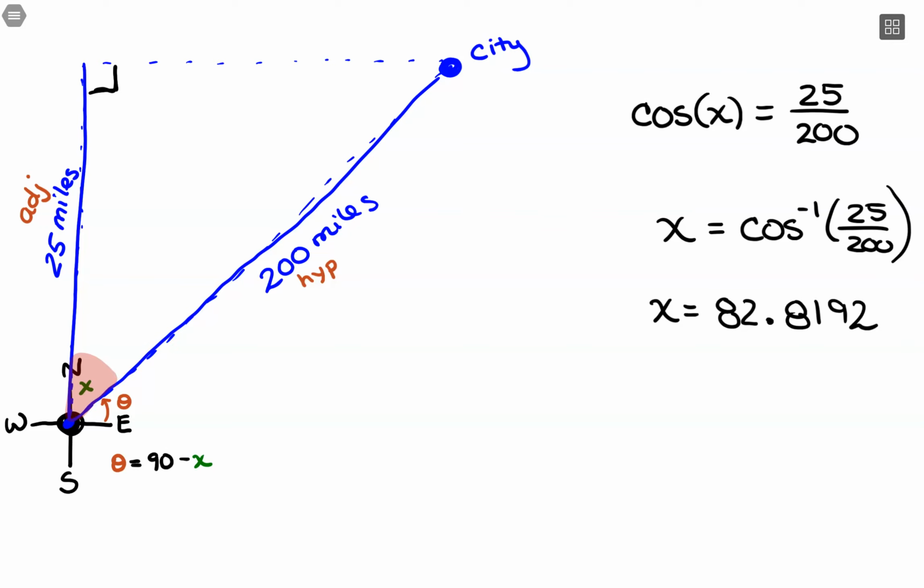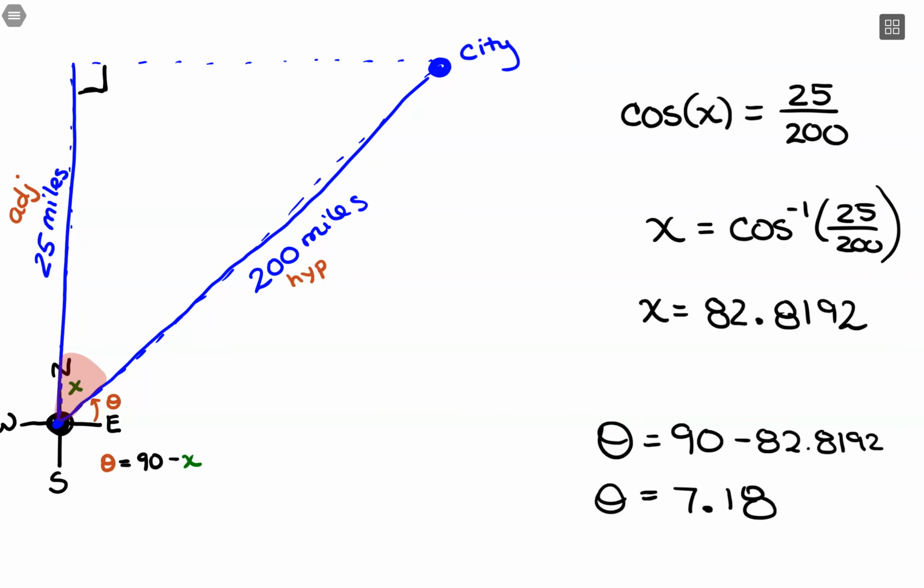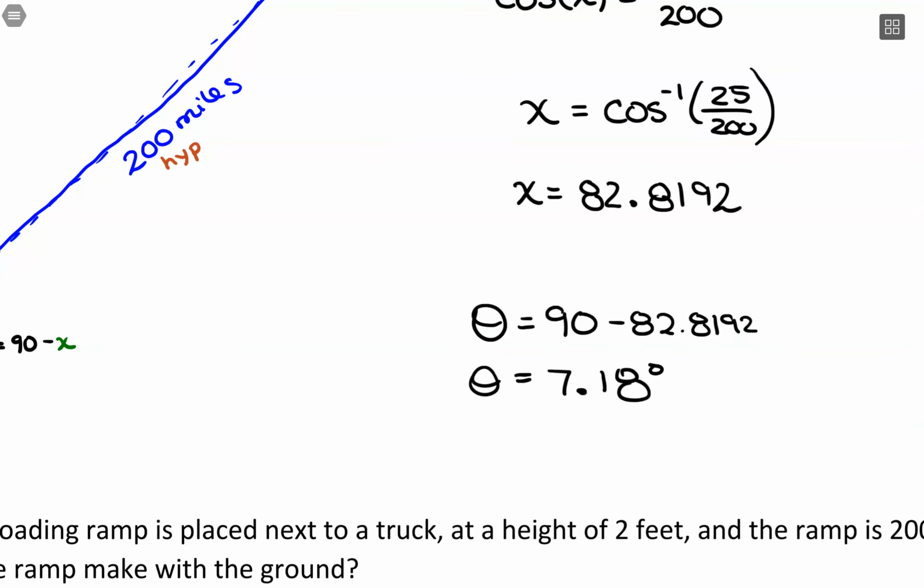That gave us this angle measurement, which is just kind of from north, but we want to look at how far north of east we're going. So that's where I need to do 90 minus that value. To get that angle measurement theta, we take 90 minus the 82.8192, plug that into a calculator, and that should be about 7.18. So that would be 7.18 degrees north of east.